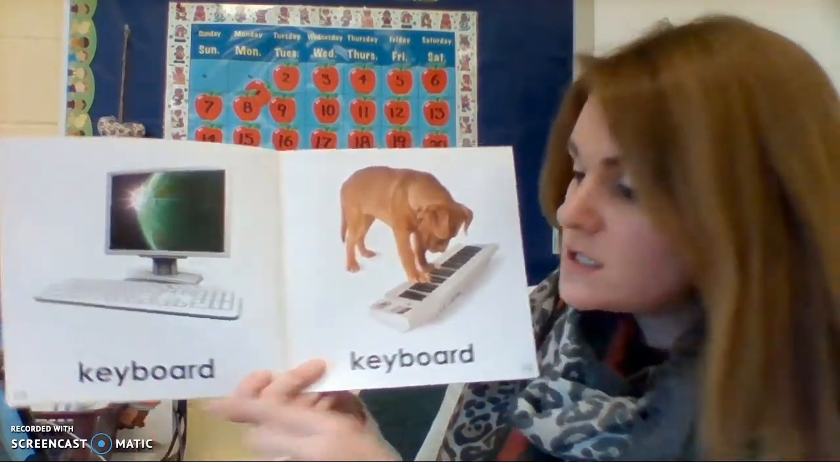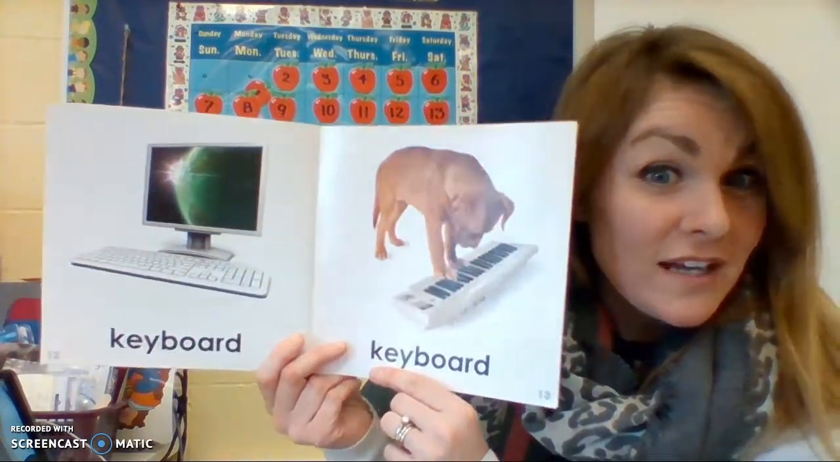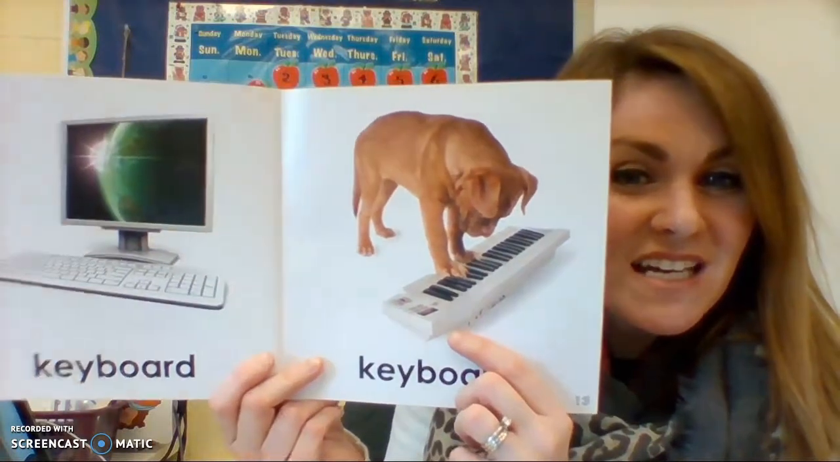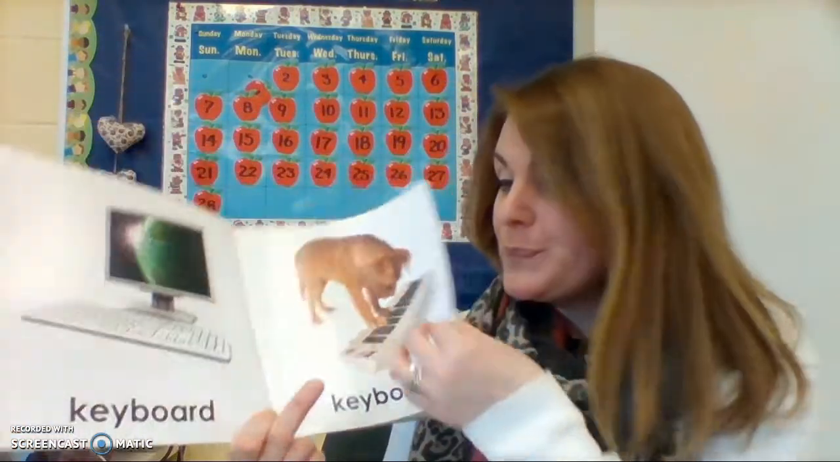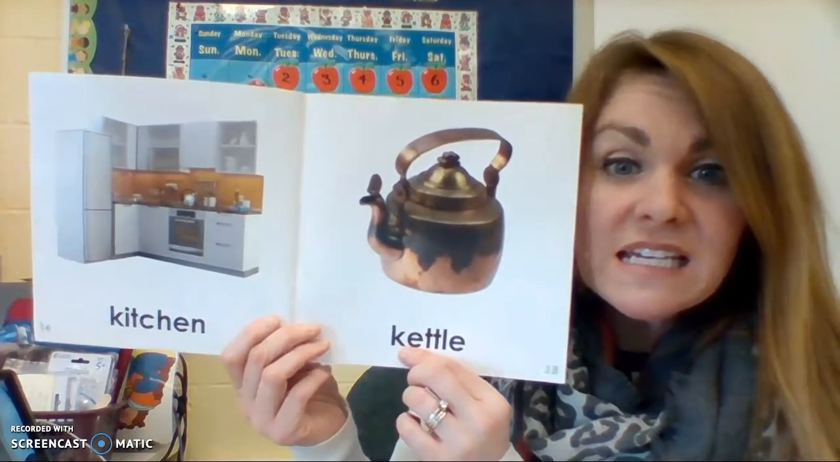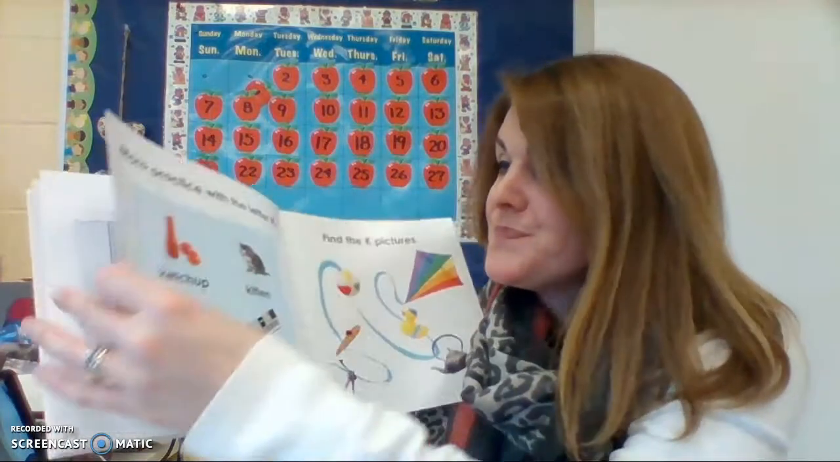Keyboard. K. Oh, keyboard. K. It's a different kind of keyboard. There's a keyboard for our computer and a keyboard that you play. It's like an electronic piano. Kitchen. K. Kettle. K. Use that to make some tea.